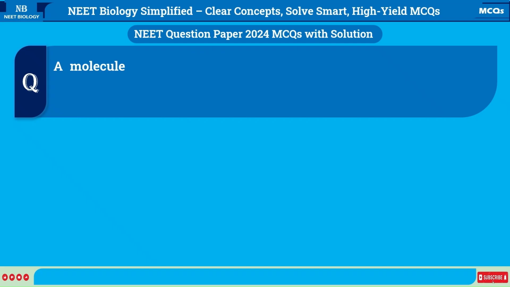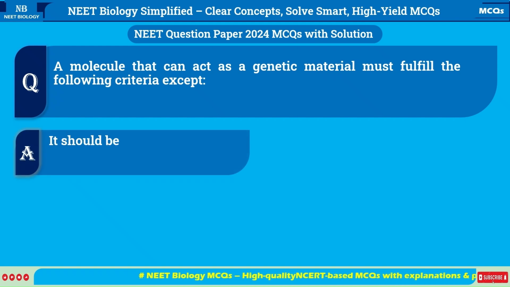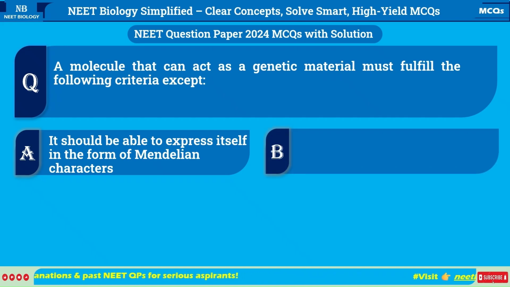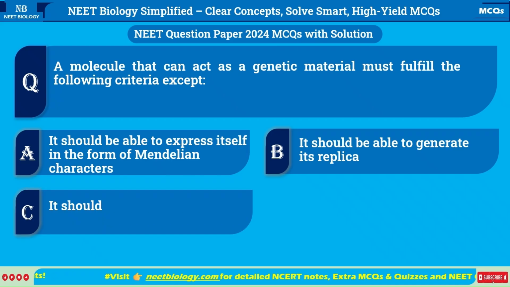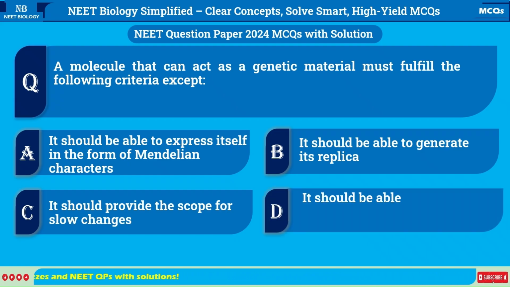A molecule that can act as a genetic material must fulfill the following criteria except A. It should be able to express itself in the form of Mendelian characters. B. It should be able to generate its replica. C. It should provide the scope for slow changes. Or D. It should be able to express itself.